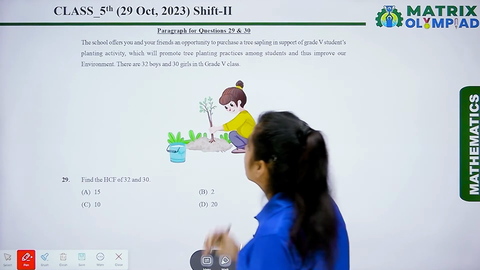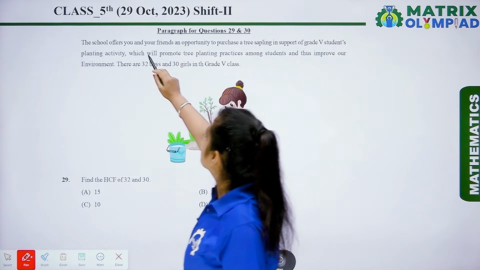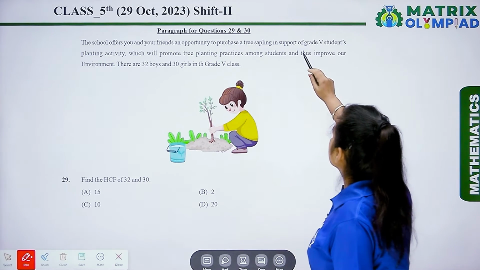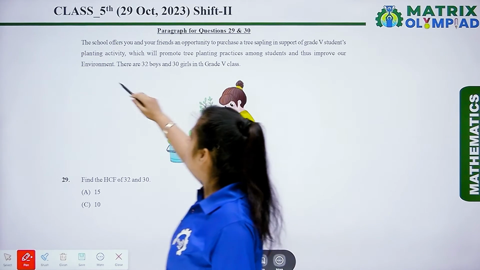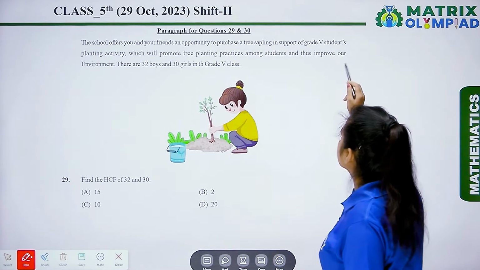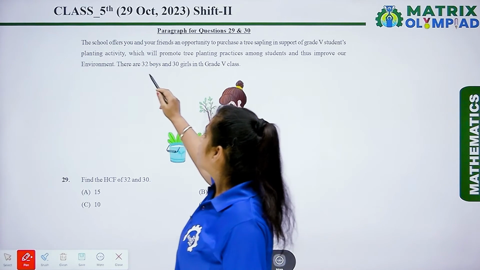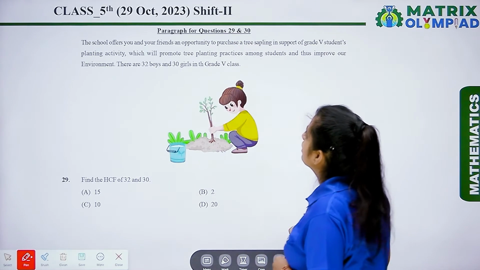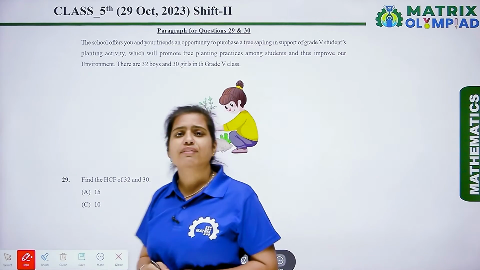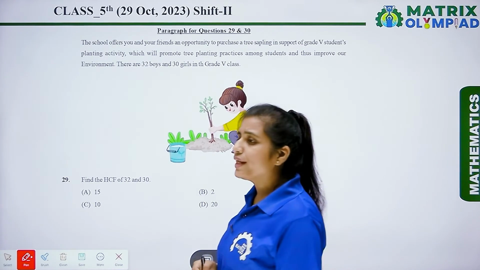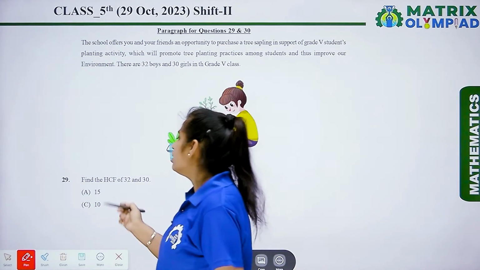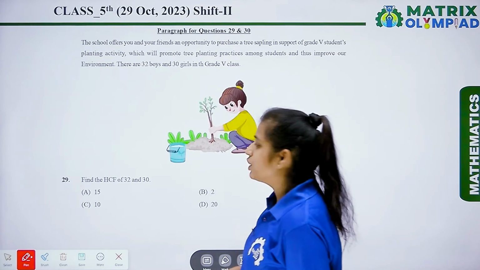This is based on the paragraph, and here the information is the school offers you and your friends an opportunity to purchase a tree sampling in support of grade 5 students planting activity, which will promote tree planting practices among students and thus improve our environment. There are 32 boys and 30 girls in the grade 5th. So here in 29th question, we have to find out the HCF of 32 and 30.